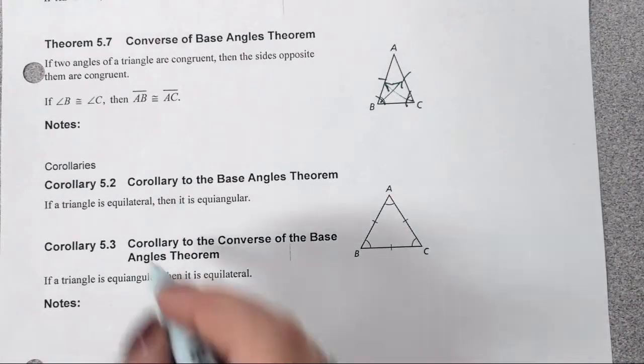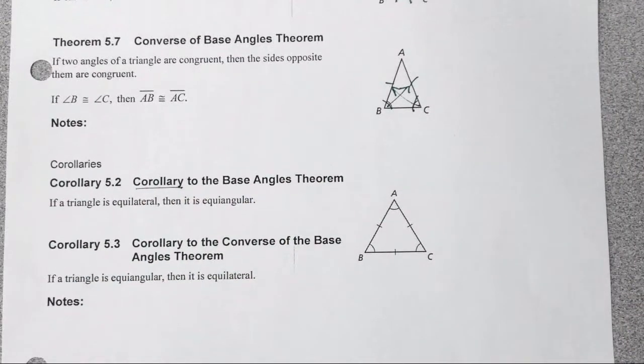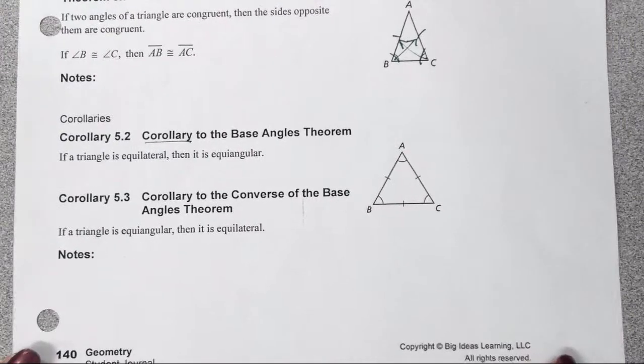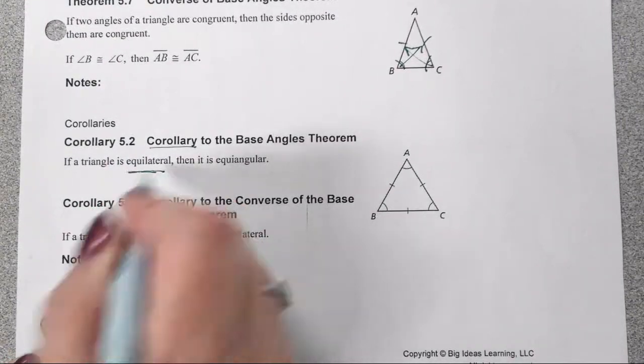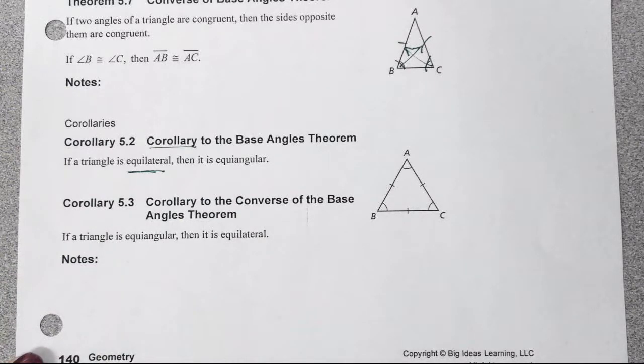Corollary to the base angles theorem, so in other words a connection, this still works in an equilateral triangle. In an equilateral triangle, though, if all three sides are congruent, the three sides are pointing at the three angles, so it makes the three angles congruent.